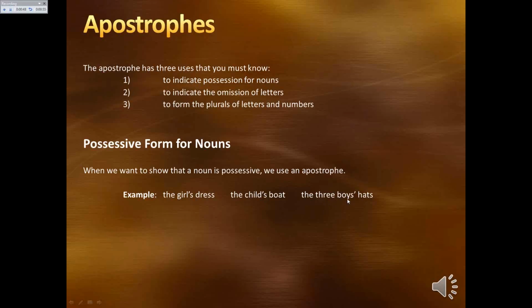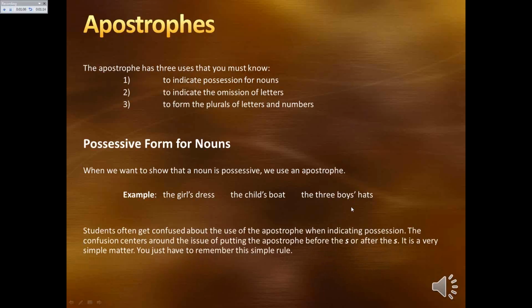Here we have the three boys. That word actually ends in S. The three boys, that's how you spell it, B-O-Y-S. And because it already has an S, we don't need to put another one. We just put the apostrophe.